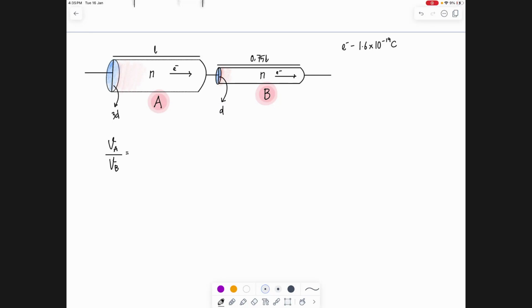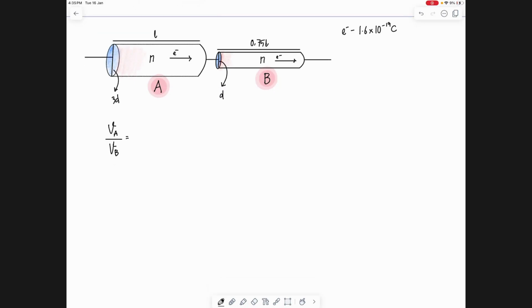Right, so let's see how to do this. First of all, as I've taught you earlier, what's the first step? Yeah, find the equation with v as the subject, right? So v equals I divided by n a q. So this is going to be I of A divided by n of A, a of A, q of A, v of A, divided by I of B divided by n of B, a of B, q of B and v of B.